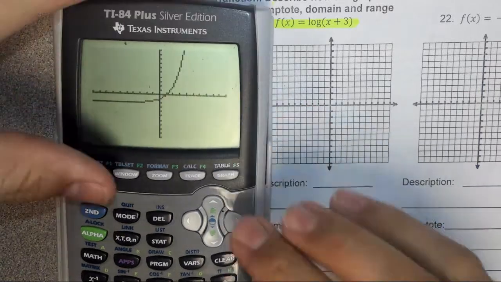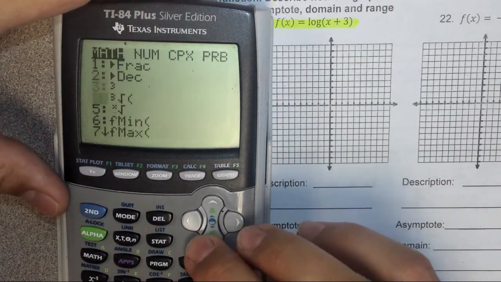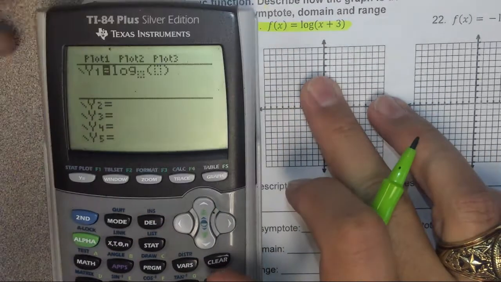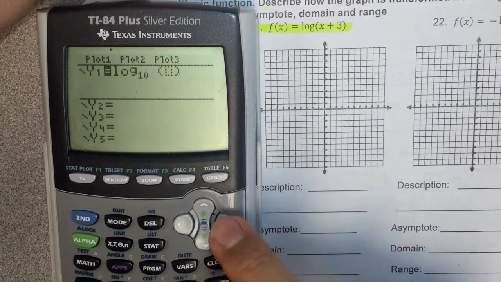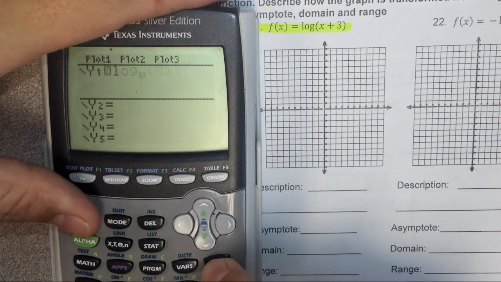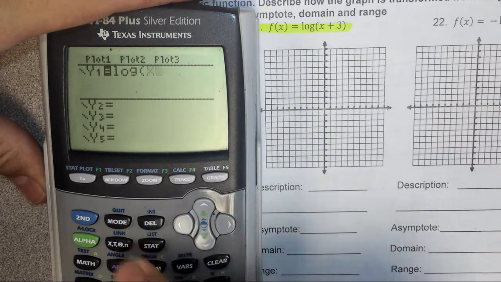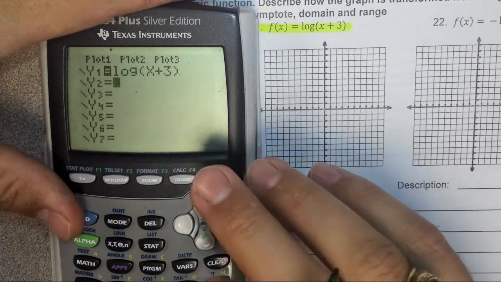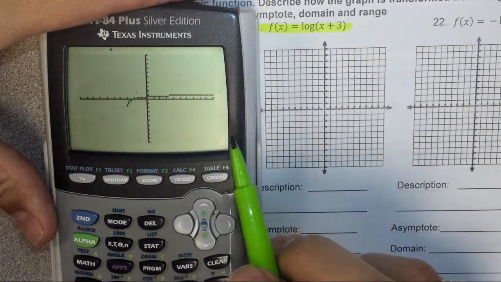I plug it in the calculator, so that's a log. So math, go down to A, base there. Oh, I could have just used the regular log. Actually, let's do that. So you can use the log down here. Log of x plus 3. And we're going to graph it. Can't graph off a graph though, so that's what it should look like.